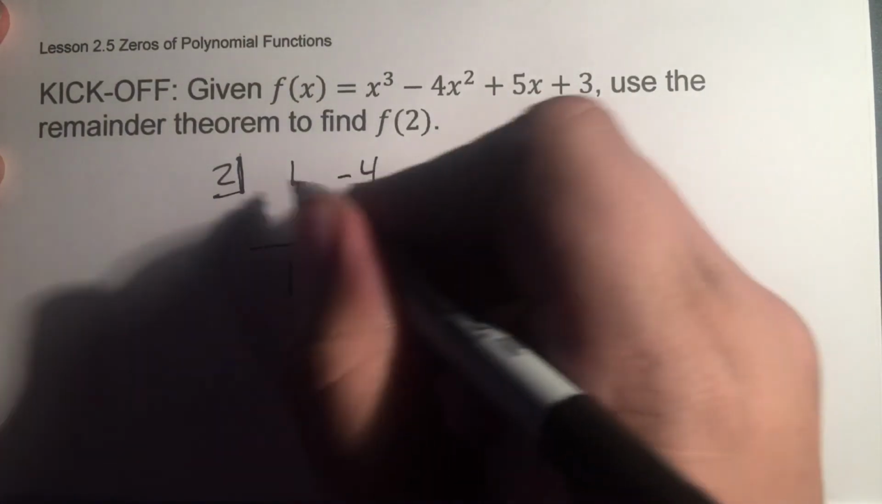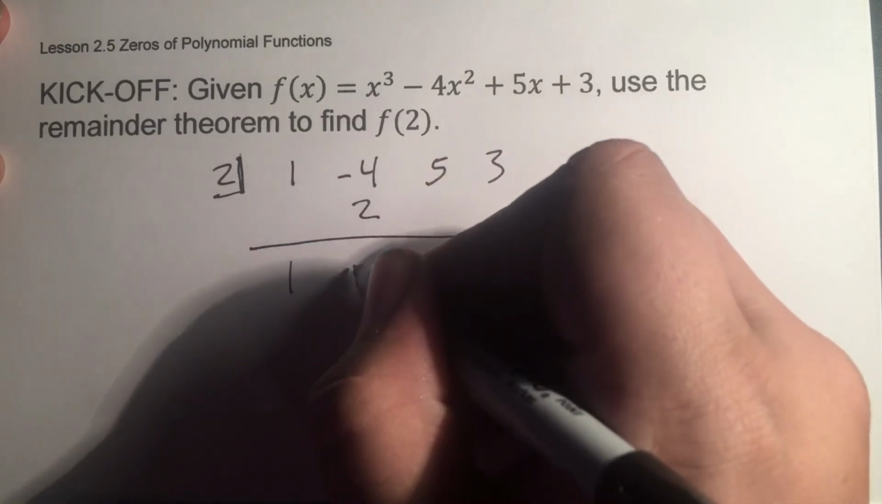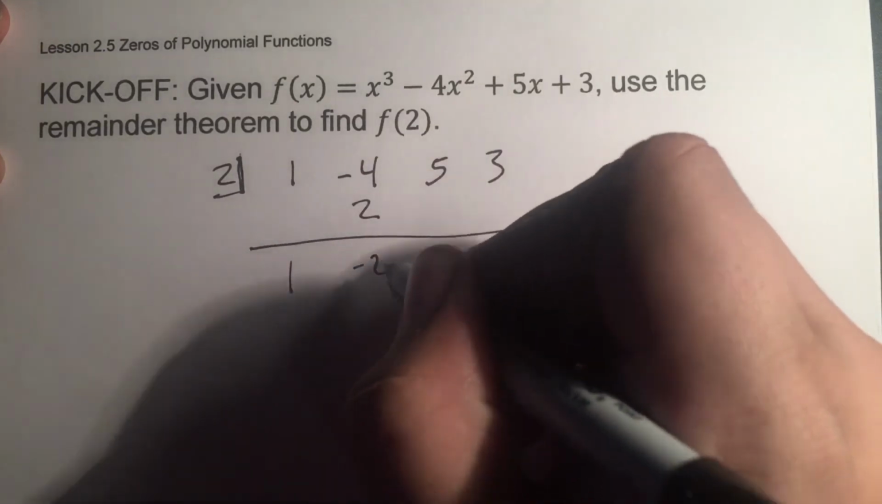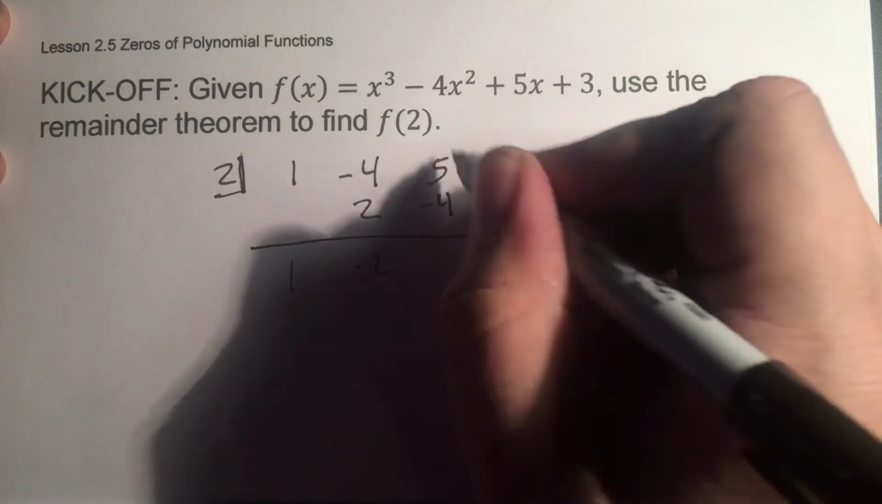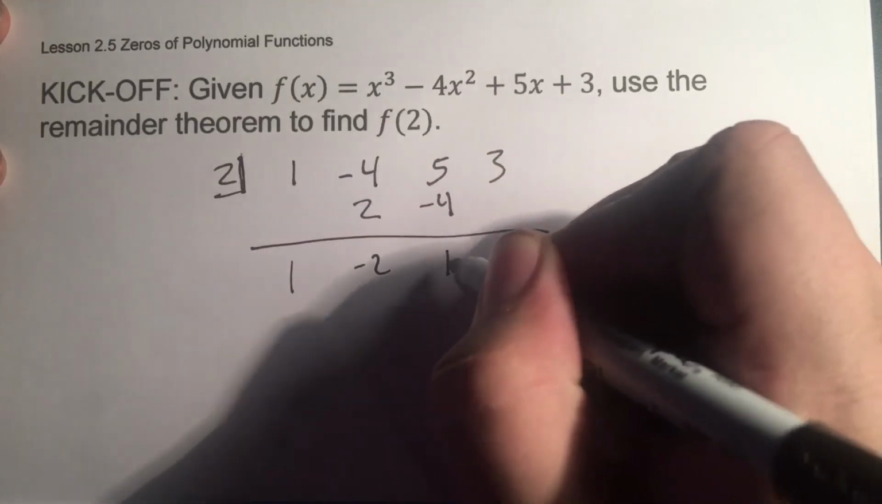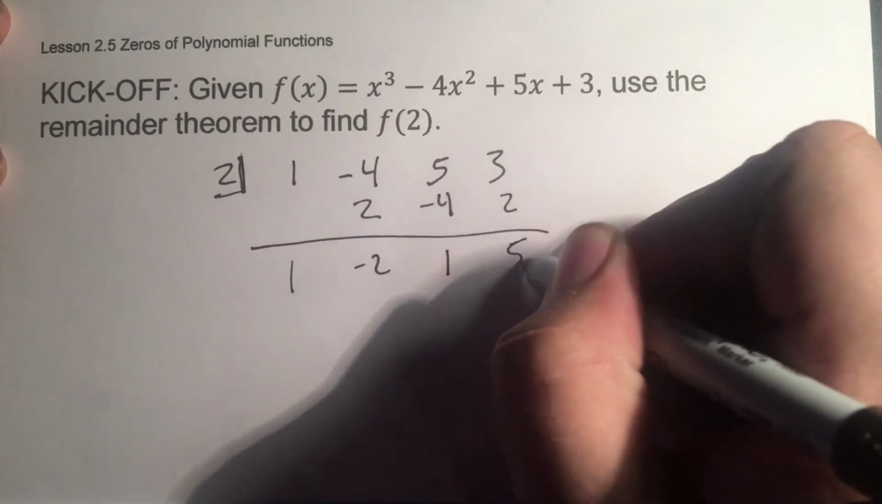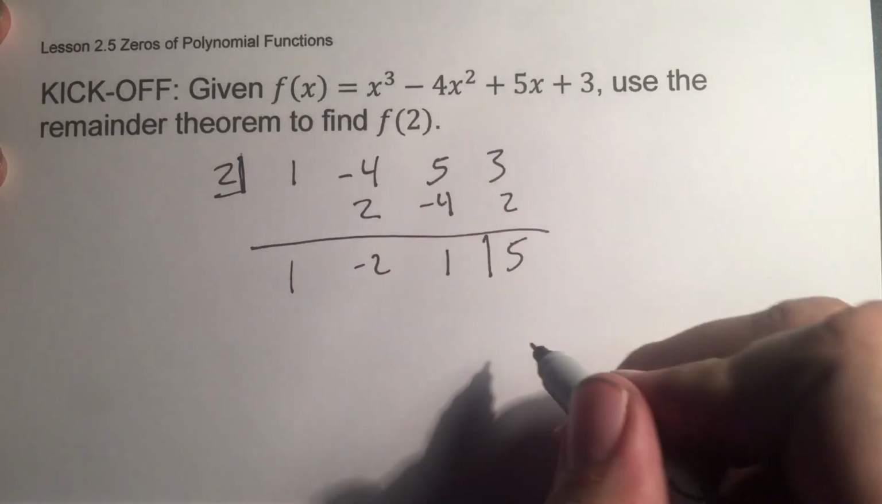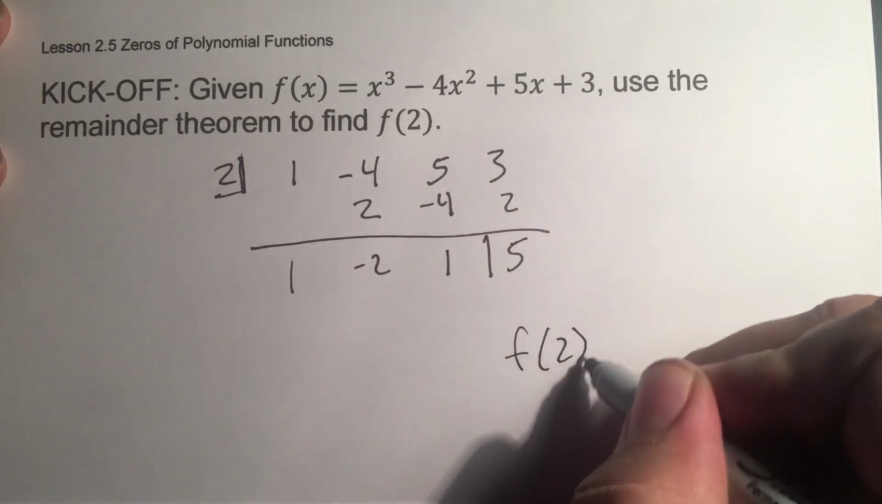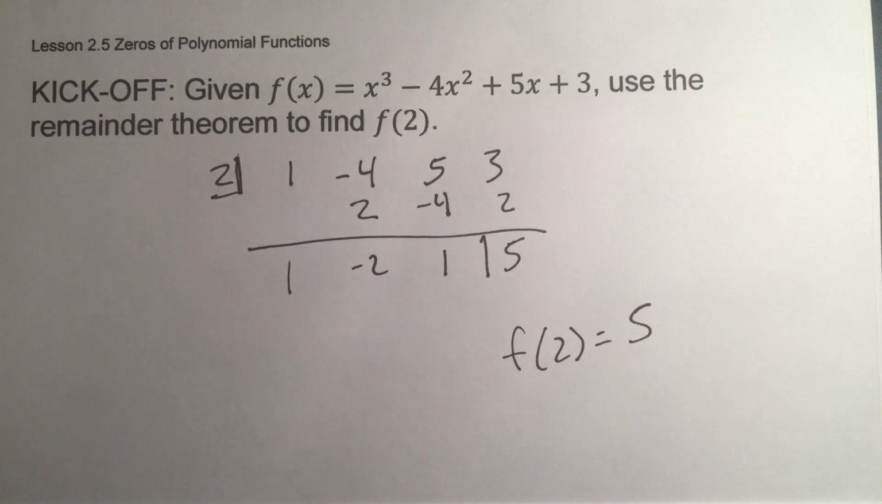So bring the 1 down. 1 times 2 would be 2. 2 and negative 4 is negative 2. Negative 2 times 2 would be negative 4. 5 and negative 4 make 1. 1 times 2 would be 2. 2 and 3 make 5. So 5 being the remainder is what f of 2 is. And we're going to move on.